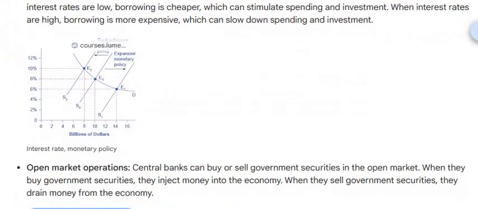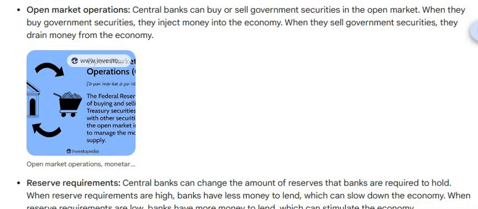Open market operations. Central banks can buy or sell government securities in the open market. When they buy government securities, they inject money into the economy. When they sell government securities, they drain money from the economy.